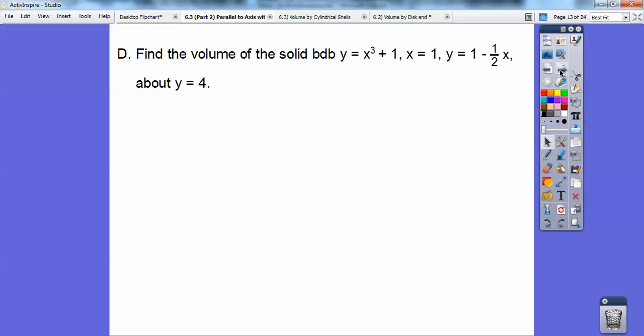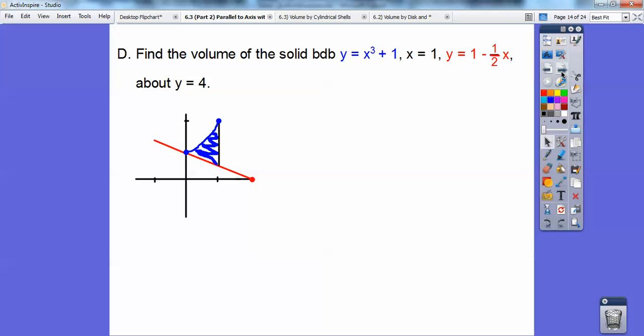Okay, now this one here, notice I have y equals 4. Y equals 4 is a horizontal line, which is parallel to the x-axis. Typically I'd do a disk washer method on this, but this is section 6.3, and they're asking us to find the volume using the shell method. So what I'm going to have to do is I want these to be x equals y equations, because y equals 4 is parallel to the x-axis, so I want them to be opposites. So I'm going to have to solve this for x and solve this for x right here.